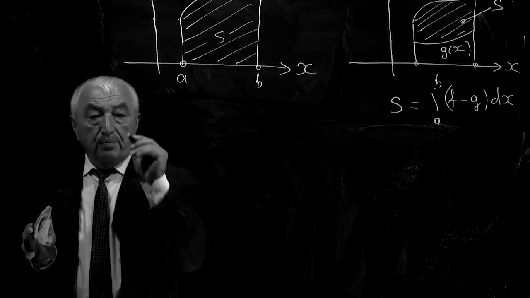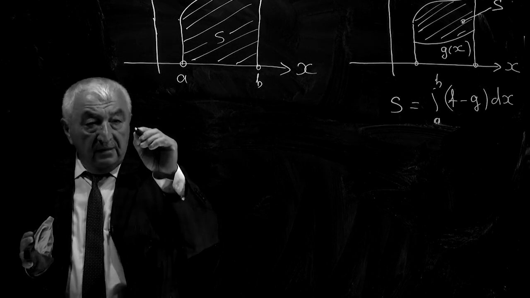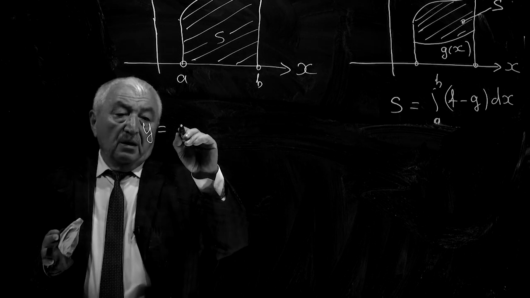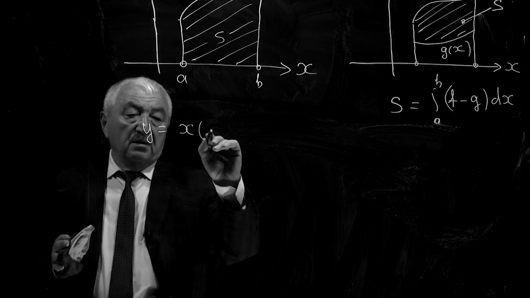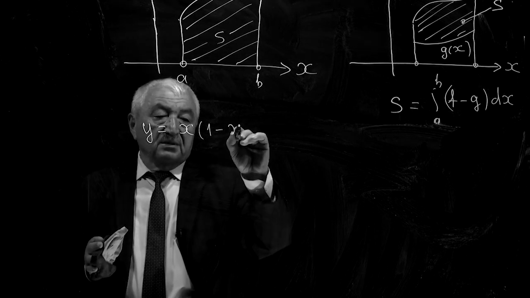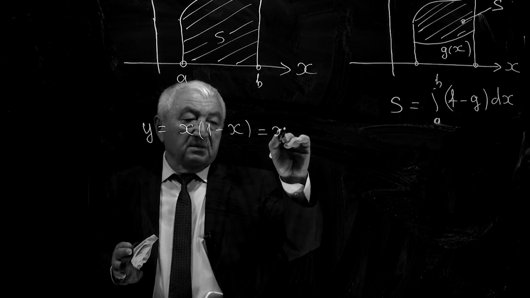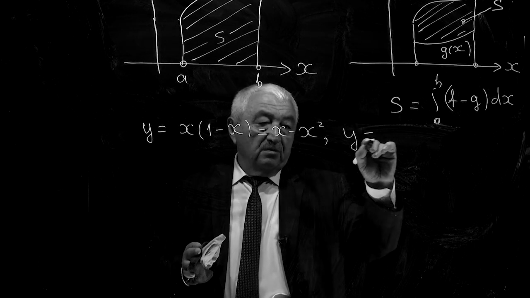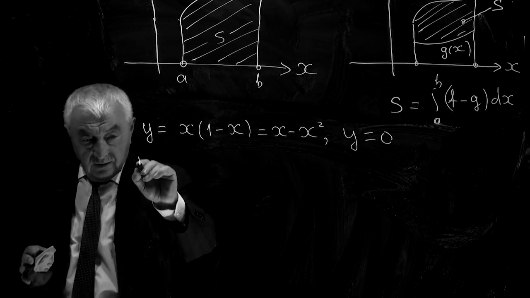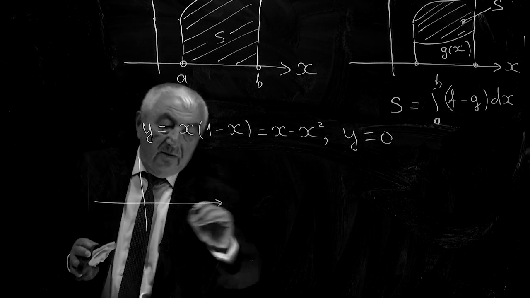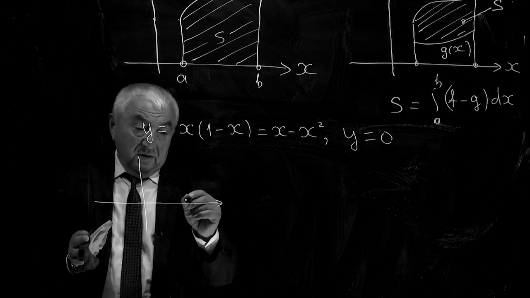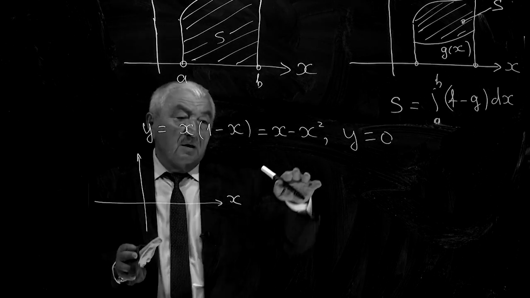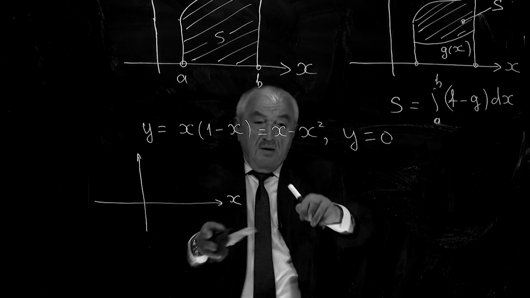For example, it is necessary to find the area bounded by the lines y is equal to x minus x to the second power, y is equal to 0. It is necessary to understand what kind of curve this is. It is a parabolic function with branches down.